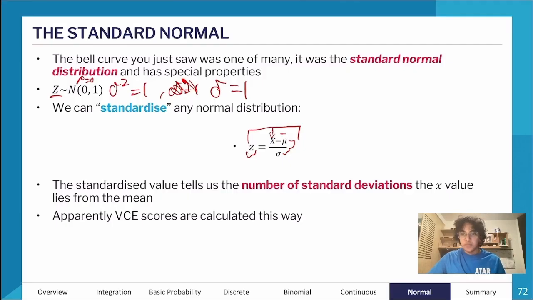VTAC claims that the VCE scores are calculated this way, though I'm not 100% sure on that. It's likely that it is. What they do is they try to put it on a normal distribution. So you have study scores represented that way with the mean at 30.